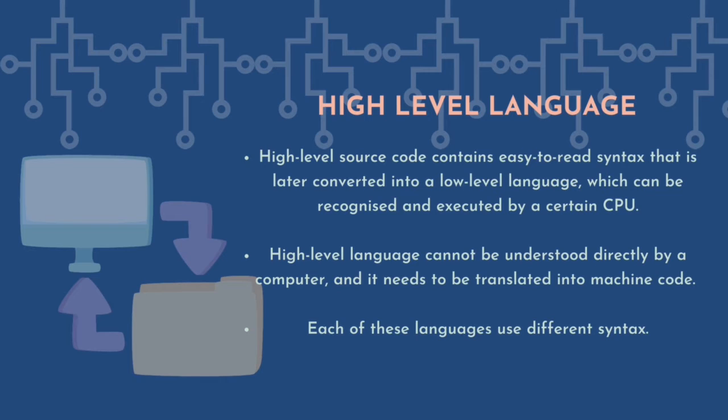High-level source code contains easy-to-read syntax that is later converted into a low-level language, which can be recognized and executed by a certain CPU. High-level language cannot be understood directly by a computer, and it needs to be translated into machine code. Each of these languages uses different syntax. Some are designed for writing desktop software programs, while others are best suited for web development. But they all are considered high-level since they must be processed by a compiler or interpreter before the code is executed.